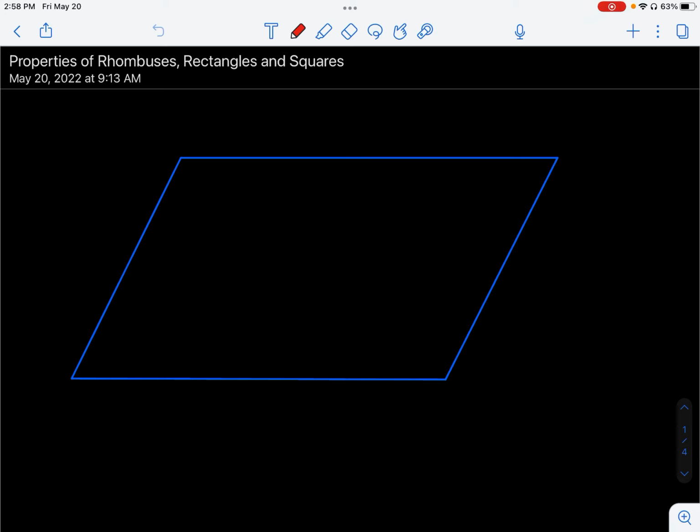So let's recall what we know about parallelograms. Parallelograms are quadrilaterals with both pairs of opposite sides parallel to each other. And we know that in parallelograms, the opposite sides are congruent to each other, and the opposite angles are also congruent.